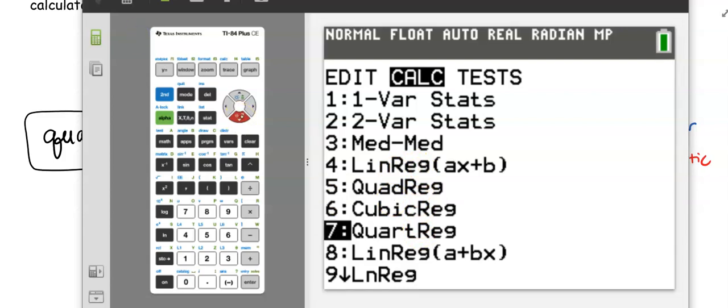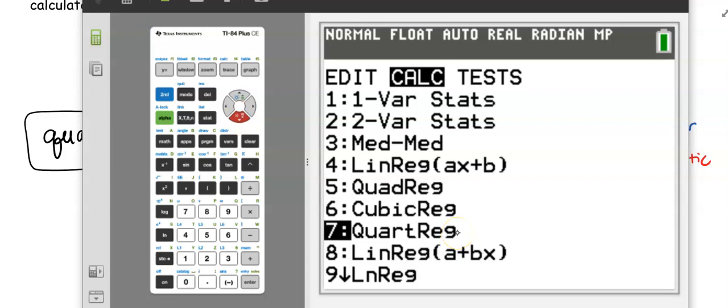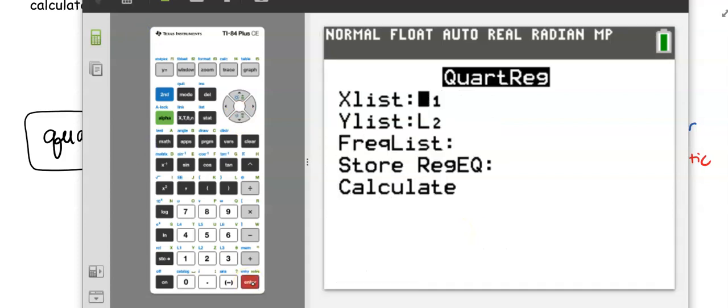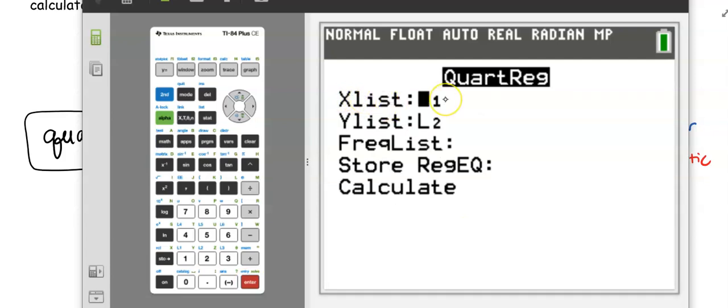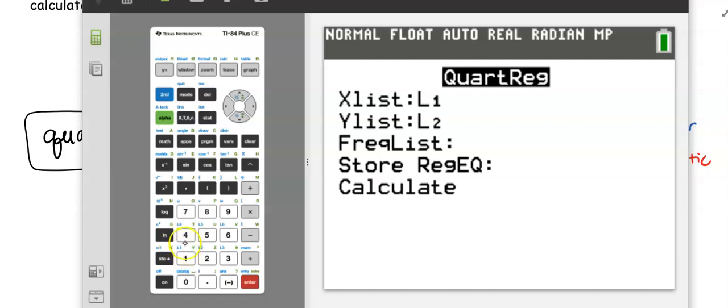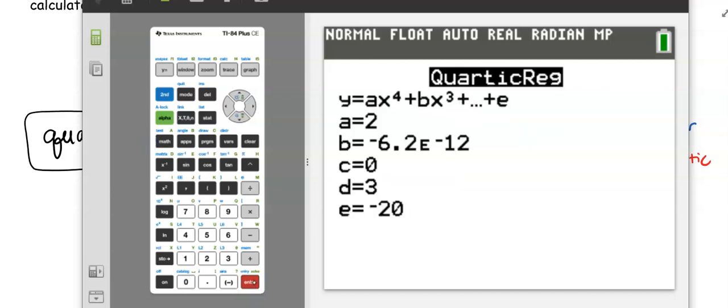So I'm going to go down to number 7, the quartic regression, hit enter, and we put our x's in list 1, correct. We put our y's in list 2, correct. Now if those weren't already list 1 and list 2, if you look above number 1, you see L1 in blue, so you have to hit second number 1, that'll give you L1. L2 is above number 2. So we hit enter, enter. Don't change the frequency list, just go down to calculate, hit enter.